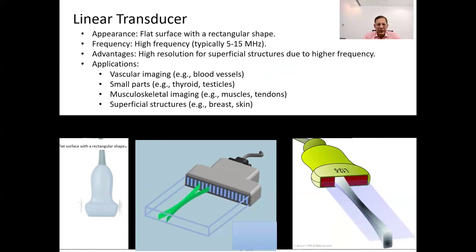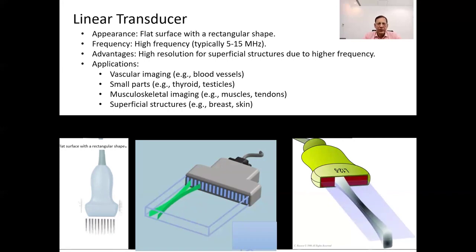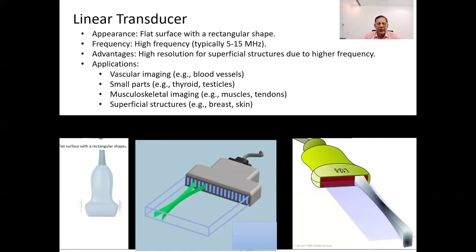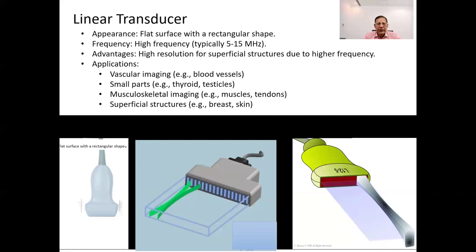Number 1, to scan superficial structures, such as the thyroid, testes, and breast. Number 2, for vascular imaging. Linear transducers are commonly used to assess blood vessels, such as carotid arteries, peripheral arteries, and veins, due to their ability to provide detailed images of vessel walls and blood flow.